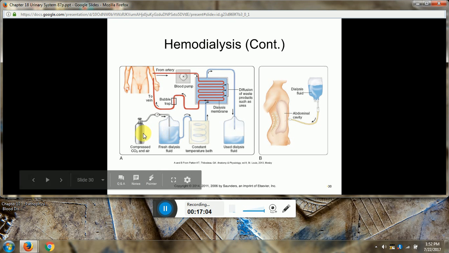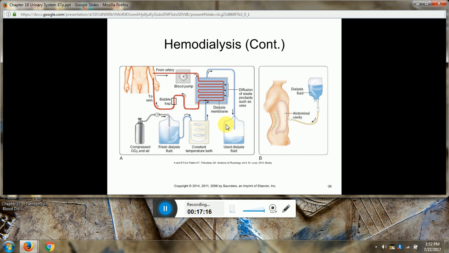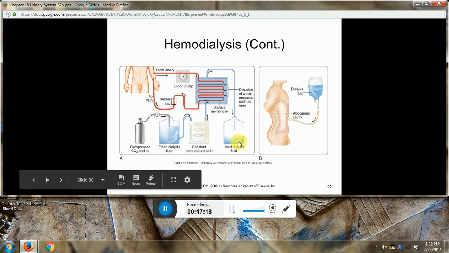So you can see here, there's a fresh dialysis fluid that goes in first, into a temperature bath to make it constant in temperature, almost the same as the body temperature, and it circulates through here, and then all of the used, or now, quote unquote dirty dialysis fluid is accumulated and then disposed of later.